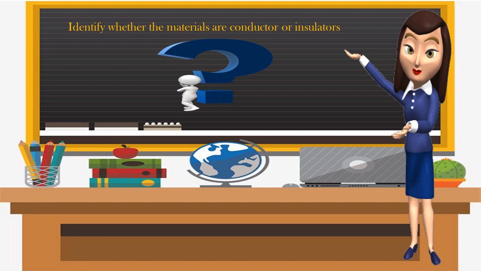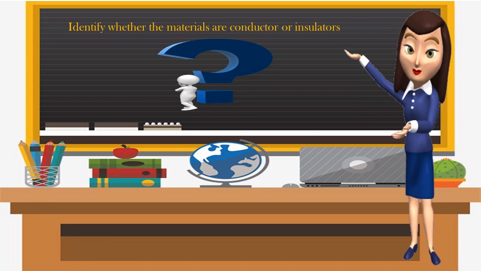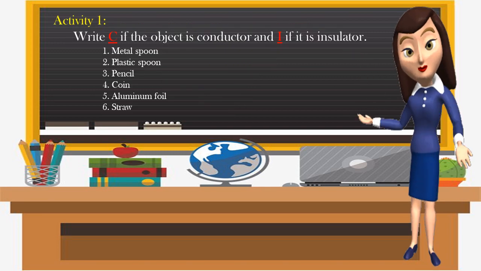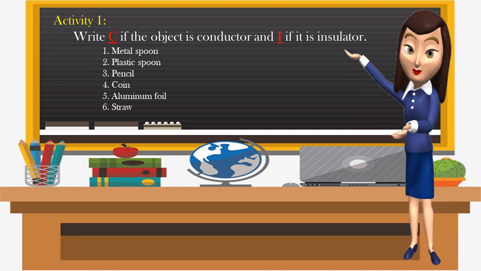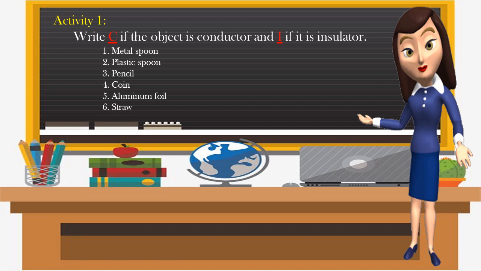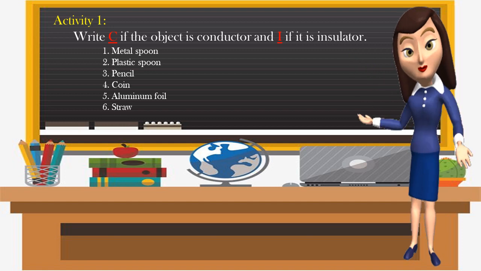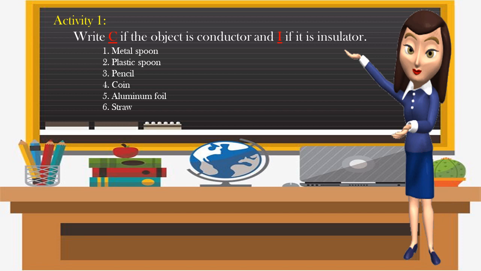Now, in this activity, I want you to identify whether the materials are good conductors or insulators. Activity 1. Write C if the object is conductor and I if it is insulator. 1. Metal spoon. 2. Plastic spoon. 3. Pencil. 4. Coin. 5. Aluminum foil. 6. Straw.